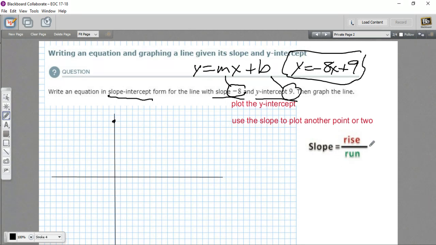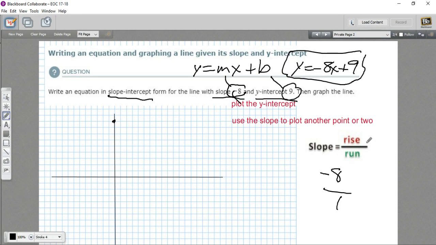You should remember that the slope is the rise over the run. That is how much it goes up over how much it goes over to the right. We have a negative whole number here. First, we should write that as a fraction just so we don't get confused. Any number is itself over 1. So this is negative 8 over 1.